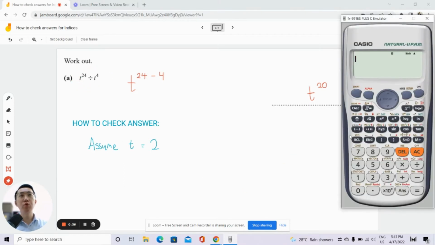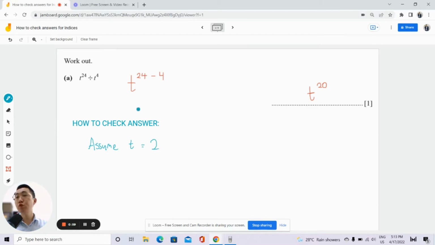So let me show you. I'm going to put 2, and then power is 24. Follow the question, divide by 2 again to the power of 4. Follow exactly the same, press equal. So you're gonna remember this number, 1048576. Use your pencil to write it here, 1048576.